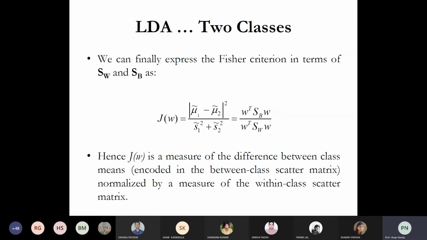It is called the intra-class variance and inter-class distance. So the upper one, I mean this numerator, is called the inter-class distance, and the denominator is called the intra-class variance. So please remember, one is called the distance between the means and the other is called the variance within this class.